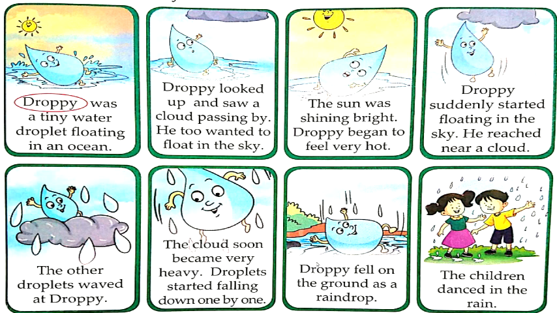Wow, so actually it is quite similar to the water cycle. Yes, Droppy reached the sky when the sun was shining. And then finally it fell on the ground as a raindrop. The children danced in the rain. I am sure all the children love to dance in the rain. Yes. So, how did you like this comic strip?